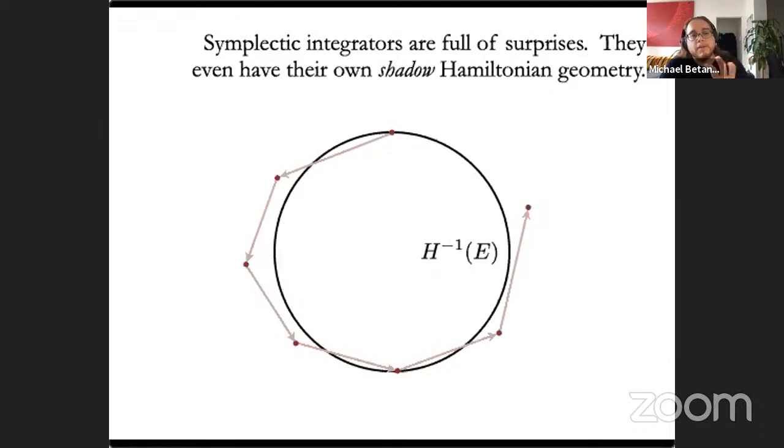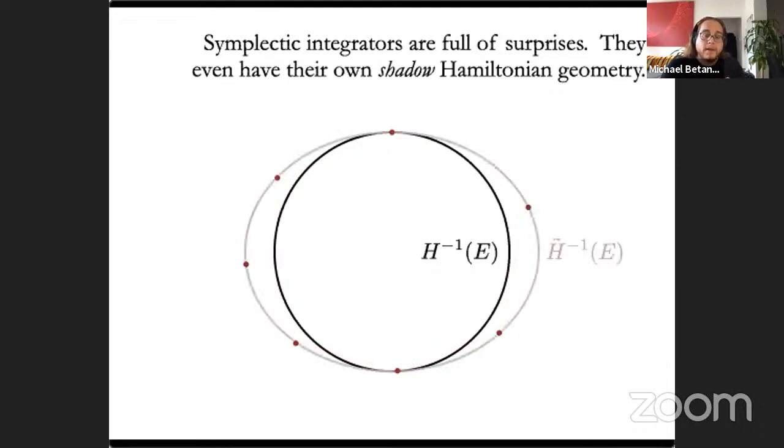And what we can show is that if we get rid of the arrows and just focus on the points, those points happen to lie on their own level set. The symplectic integrator has its own geometry that it exactly solves for. And we can compare that geometry to the geometry of the problem that we're trying to solve for. So instead of trying to compare the numerical solution to the true solution, we can just compare the shadow Hamiltonian geometry that's exactly solved by the symplectic integrator to the exact Hamiltonian geometry that we're trying to recover, and use that to characterize how the error in the integrator propagates and has consequences to our algorithm.